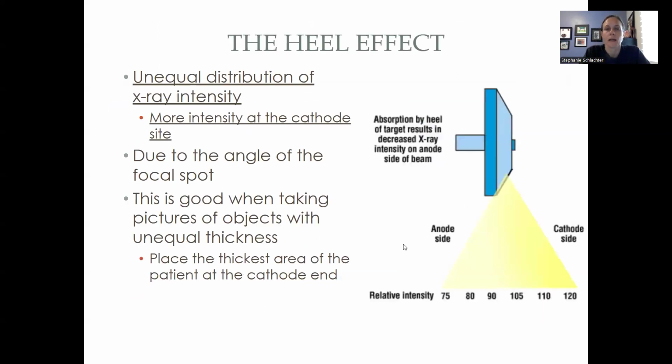Okay, the heel effect, also known as the anode heel effect. So this can definitely be confusing, so I want to kind of walk through it. So this is defined as an unequal distribution of X-ray intensity and it being more intense on the cathode side. It's kind of frustrating that it's not the cathode heel effect, it's actually called the anode heel effect. So even though we talk about it being more intense on the cathode side, we call it the anode. I don't know, I didn't name it, right?